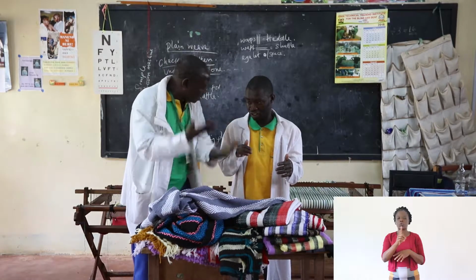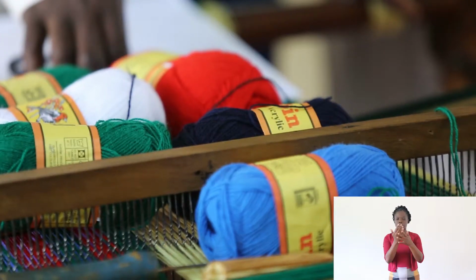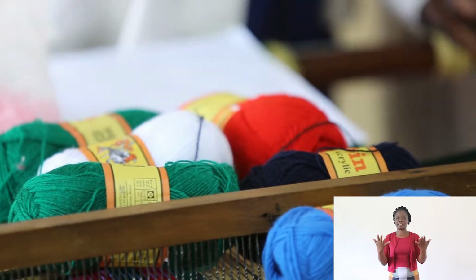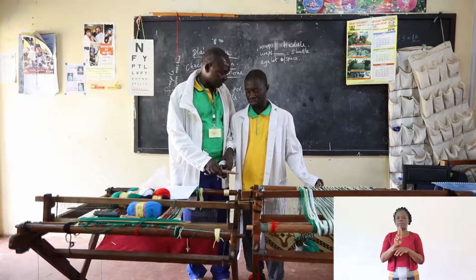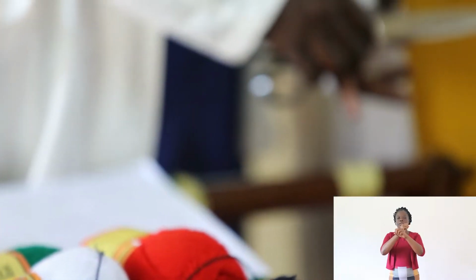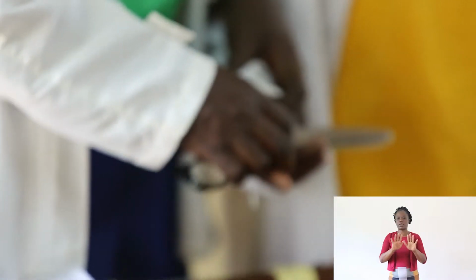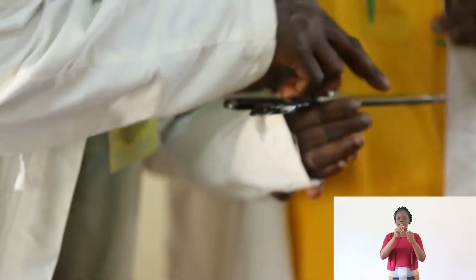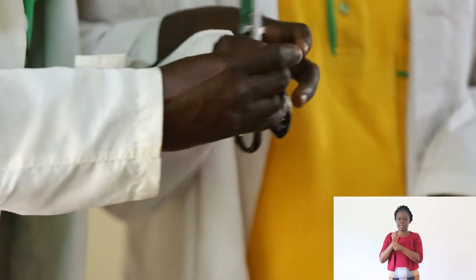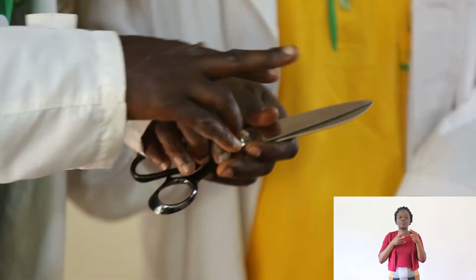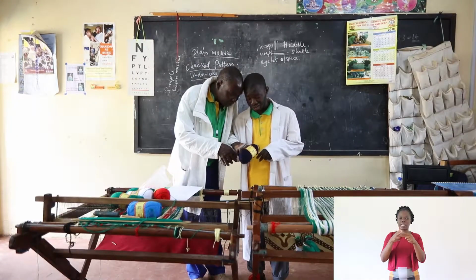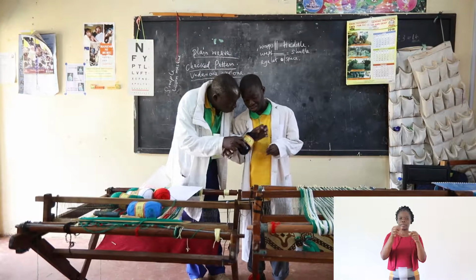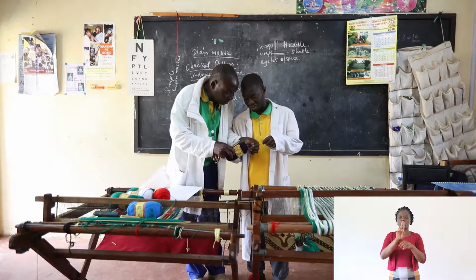So it will vary. Now we are going to look at some of the items we use for weaving and how to use them safely. Safety precautions are very important to prevent accidents and injuries during work. This one is called a pair of scissors. We use it for cutting the yarn.